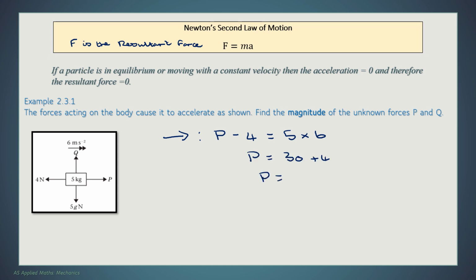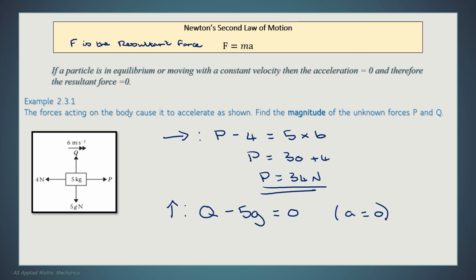So we've got P is equal to 34 newtons. Okay, if we are looking vertically, so we have Q and 5G is acting in the opposite direction. Now, the motion of the particle is to the right. There is no motion vertically, so that means that the resultant force is 0. So what we're working with here is acceleration is equal to 0, therefore mass times acceleration is 0. So vertically we don't have any motion.